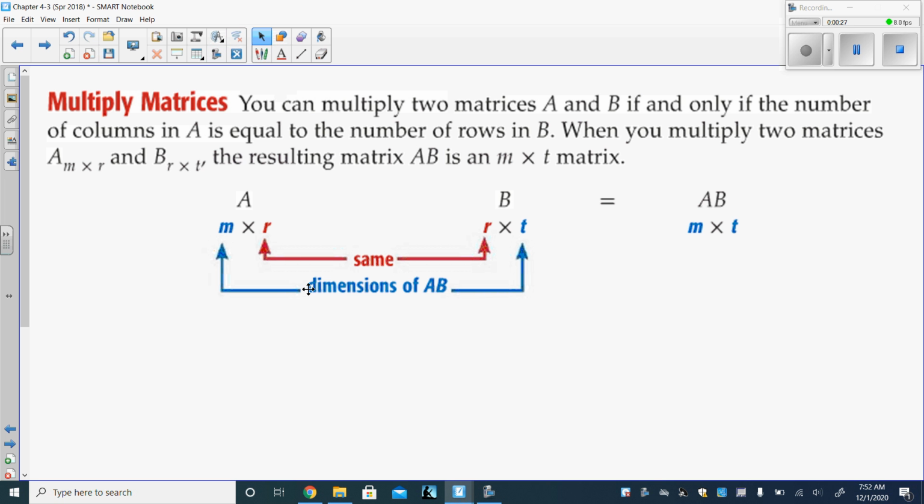Let's look at this a little bit closer. The dimensions of matrix A are M by R, and the dimensions of matrix B are R by T. Since the columns of the first match the rows of the second, these match up. It means the new dimensions are going to be the rows of the first by the columns of the second. And that's how we get the new matrix.